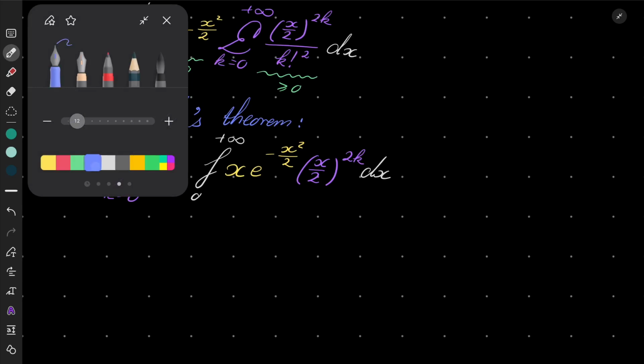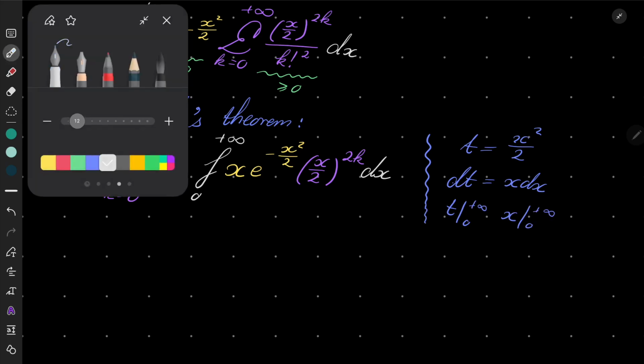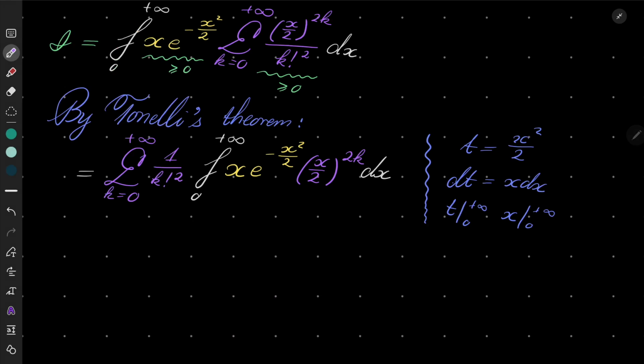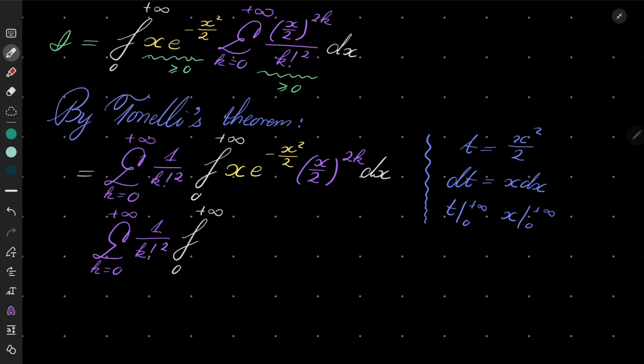Well, I suggest making a clever substitution. Namely, I suggest putting t to be x squared over 2. Just x squared over 2. Because dt, it's just x dx, and bounds of integration stay the same from 0 to infinity. And now we can write the following. Series going from k equals 0 to infinity, 1 over (k factorial) squared. And now we have our integral from 0 to infinity again.